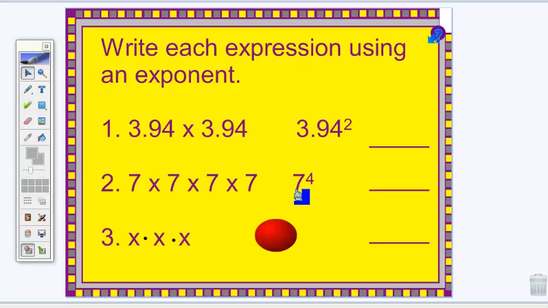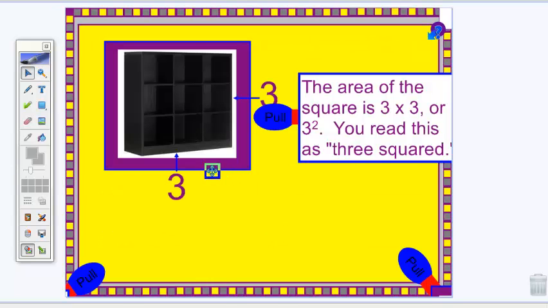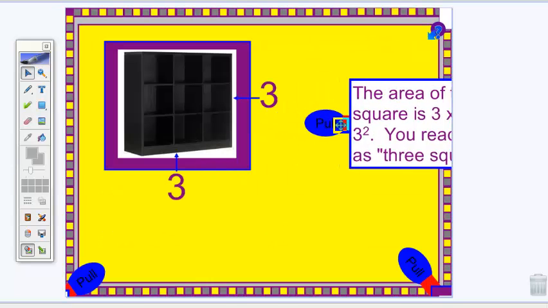Again, 7 is the base, the factor that we are using, and 4 is how many times we are using that factor. And number 3. Just because those are variables, do not freak out. Oh my god, x's. It's the same as a regular number. Here's the answer. x again is the base. How many times did we use the base x as a factor? 3 times.